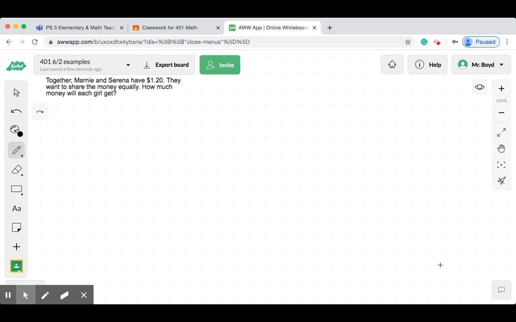So our first example problem we see is: together, Marnie and Serena have $1.20. They want to share the money equally. How much money will each girl get?